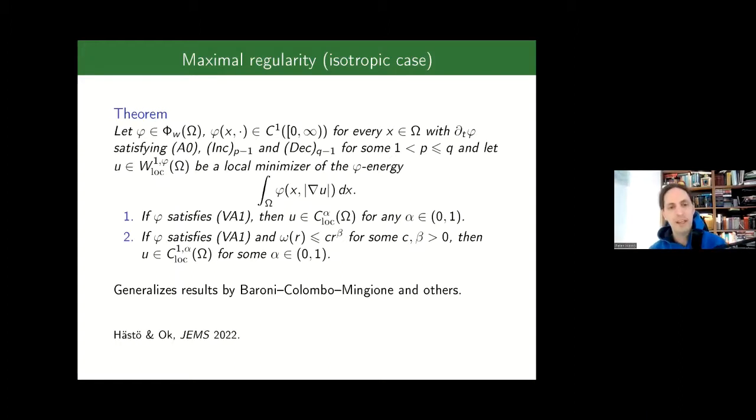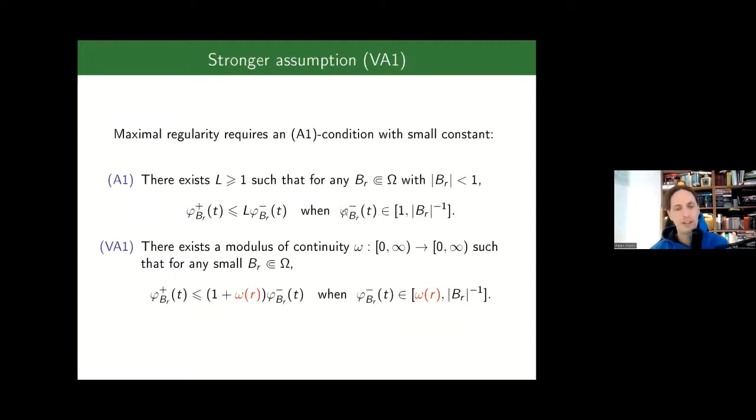So what is this VA1 that we introduced for this? Let me display this A1, which was previously written, and VA1 as well. Here, this phi plus BR means that you take the supremum over x in BR, and phi minus means you take the infimum over x in BR. So this is the same, written slightly differently, but essentially the same condition as previously.